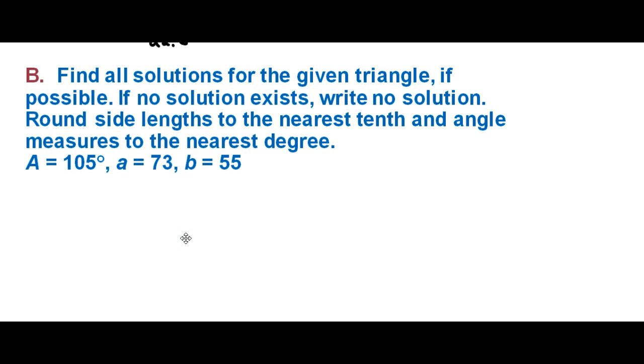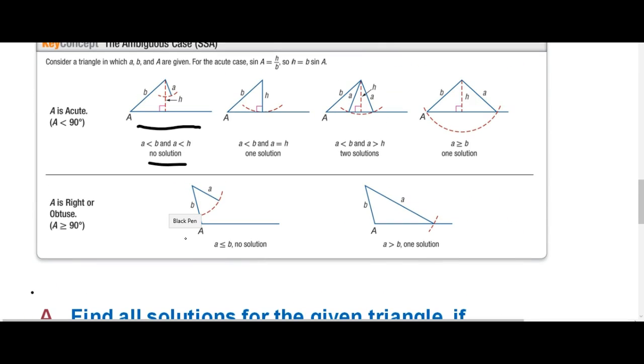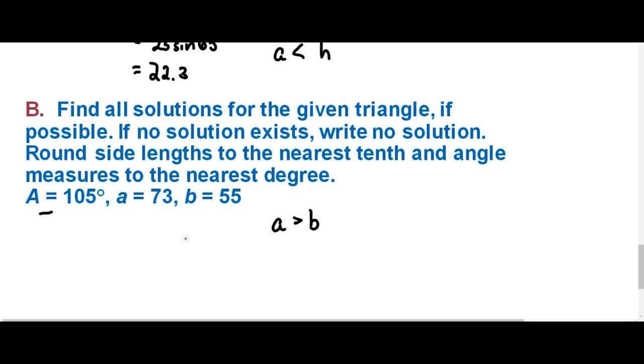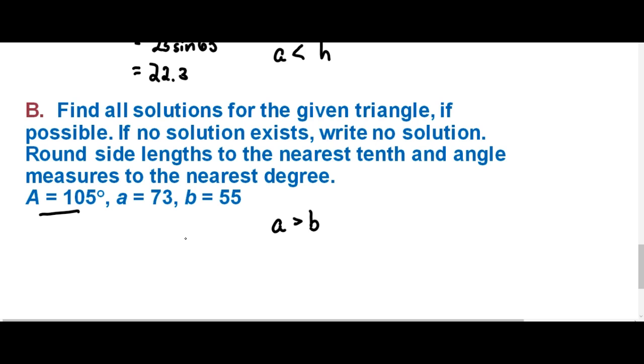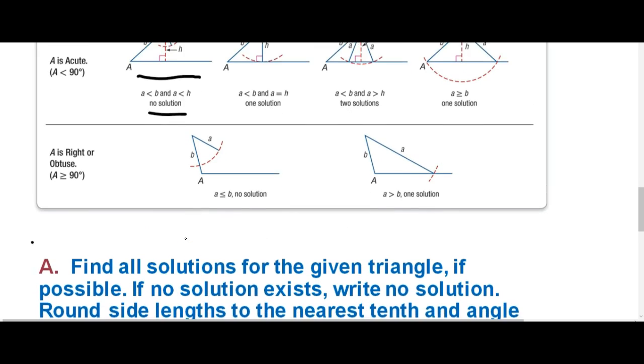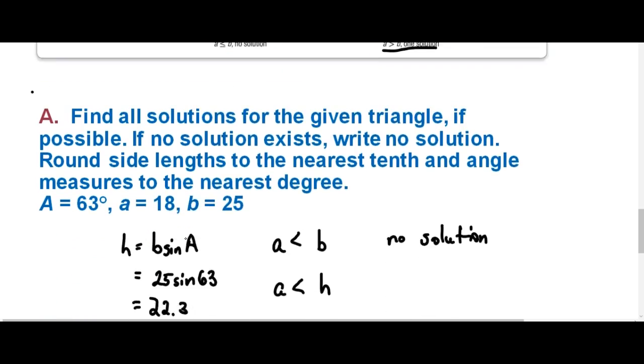So let's take a look at this example in which we have an A that is greater than B. Actually, before, I meant to say that our angle is obtuse, which is why we're looking at the bottom situations, but A is also greater than B. So we have an obtuse angle, meaning we're looking at the bottom two, and A is greater than B, so we do in fact have one solution. So let's go ahead and solve that triangle.